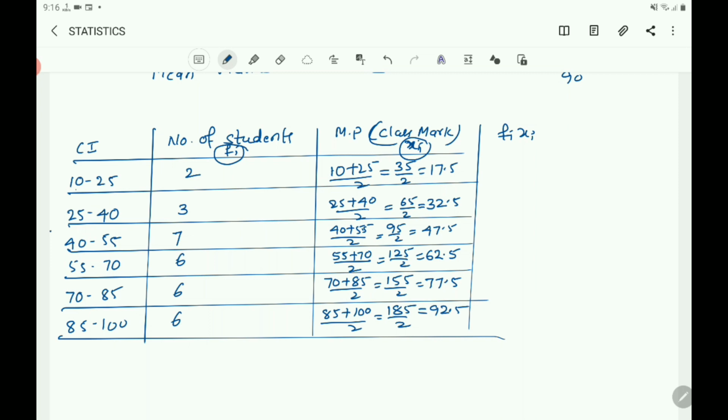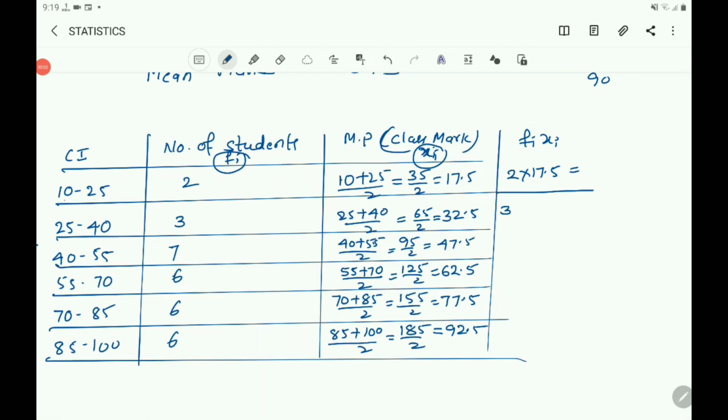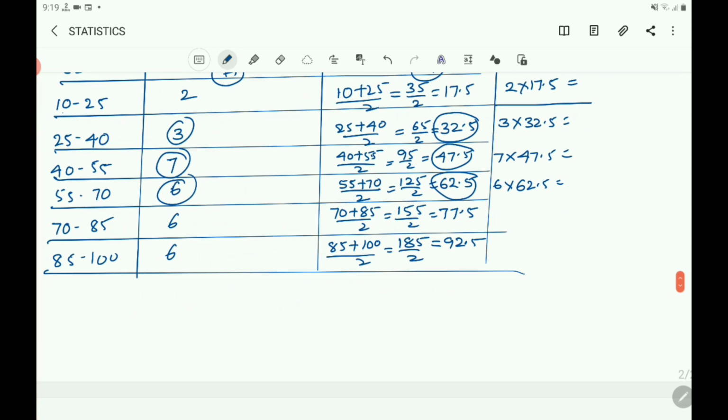Fi Xi means 2 into 17.5, then 3 into 32.5, 7 into 47.5, 6 into 62.5, then 6 into 77.5, then 6 into 92.5.